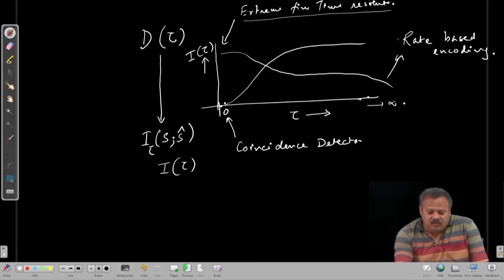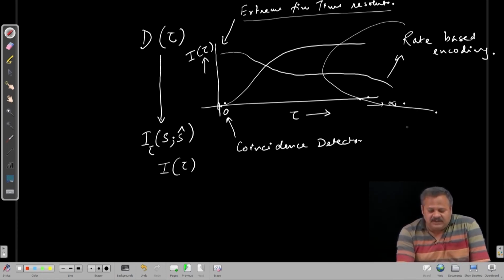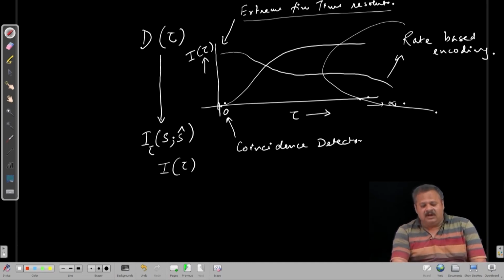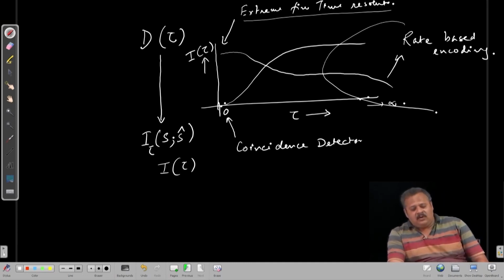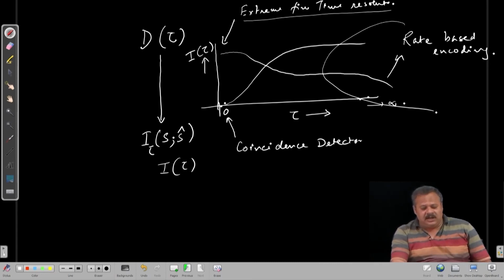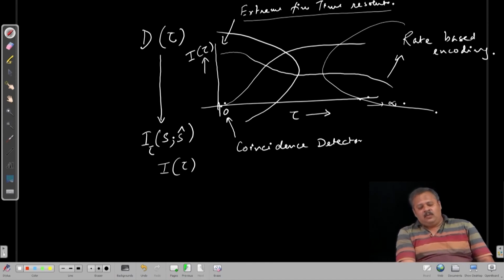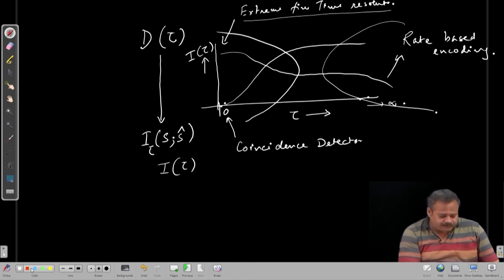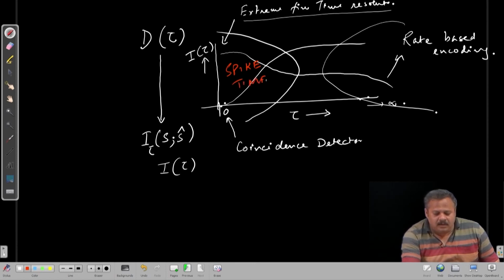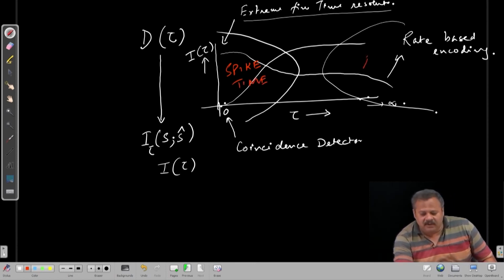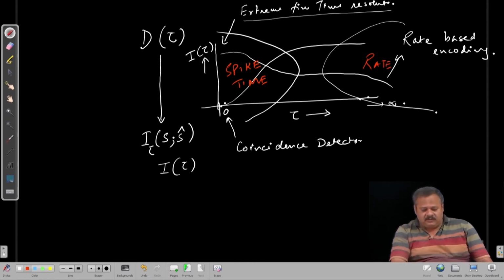So as we go towards this side of this graph, we are going towards rate based coding. As we go towards this side of the curve, we are going towards spike time based encoding. So we have spike time here, and here we have rate based. So why is it rate based over on that side?